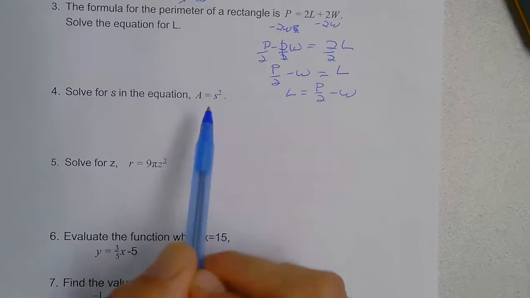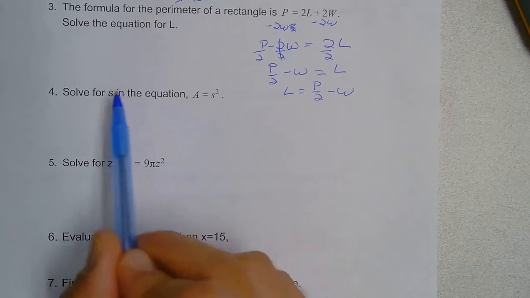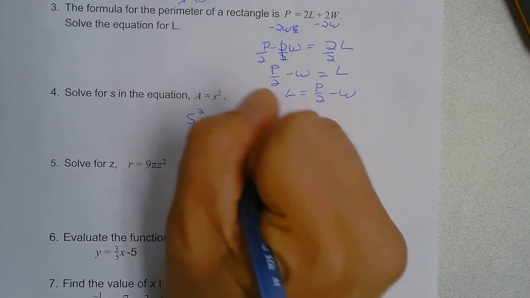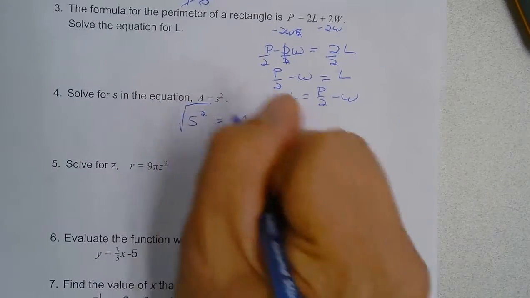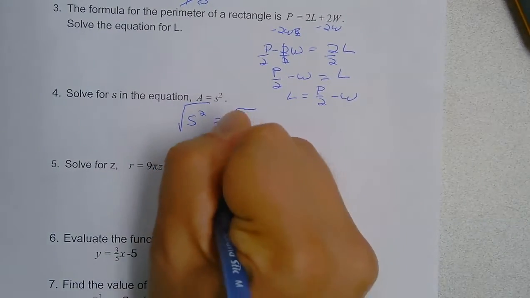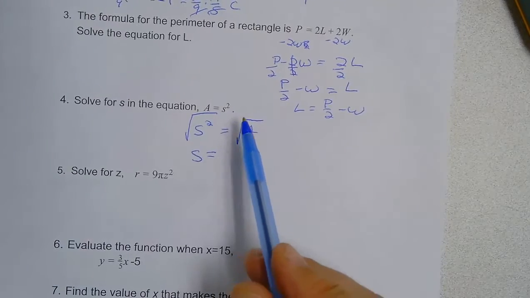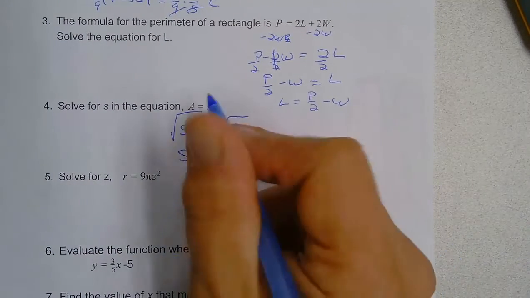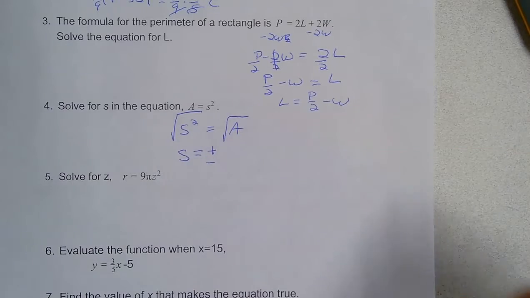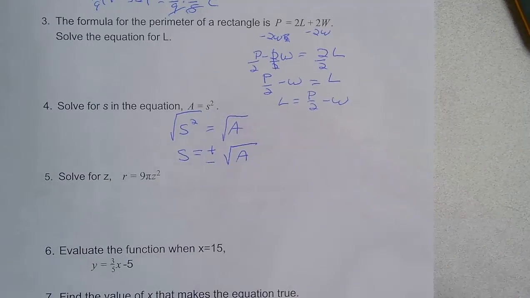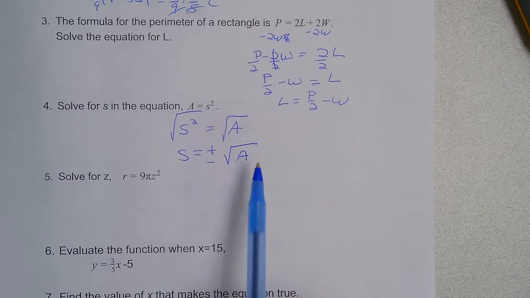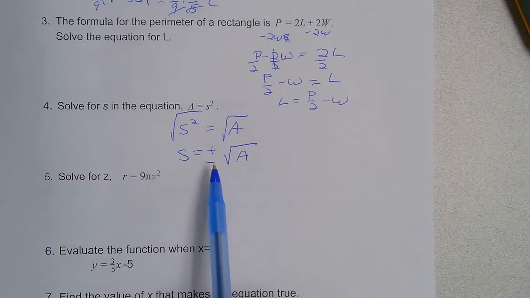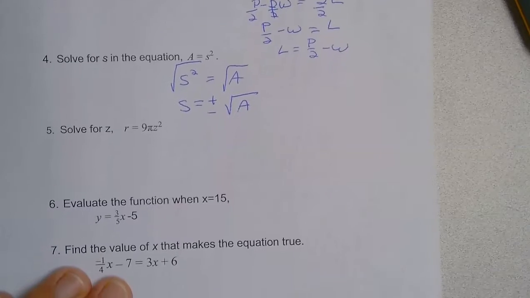For this equation, A equals s squared. So we want s by itself. So what I'm going to do is switch the sides and say s squared equals A. Now to get rid of the squared, you take the square root. So s would equal. Now when I take the square root of a number, it's going to become positive or negative. So this is going to be plus or minus the square root of A. So for example, if I did the square root of 9, it's 3 or negative 3 because 3 times 3 is 9 and negative 3 times negative 3 is also 9.